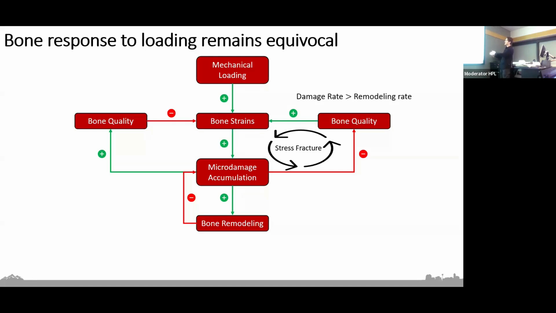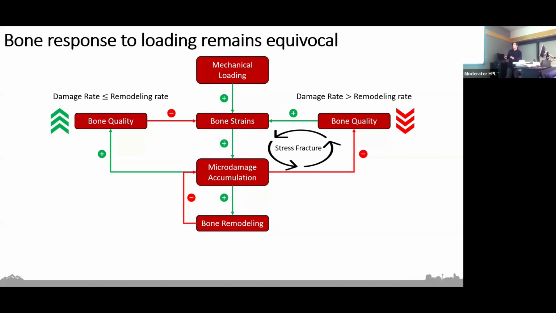So over here on the right-hand side of your screen, this is kind of that situation where we have the damage rates exceeding the bone remodeling rates. So we're actually damaging the bone quicker than the bone can repair itself. And so it's thought that this leads to reduced bone quality. And then on the left-hand side of this framework, this is that situation where the damage rate is either less than or equal to that remodeling rate. So if we're able to repair quicker than the bone's actually being damaged, it's thought that we may improve that bone quality so long as that remodeling rate doesn't get too out of hand.